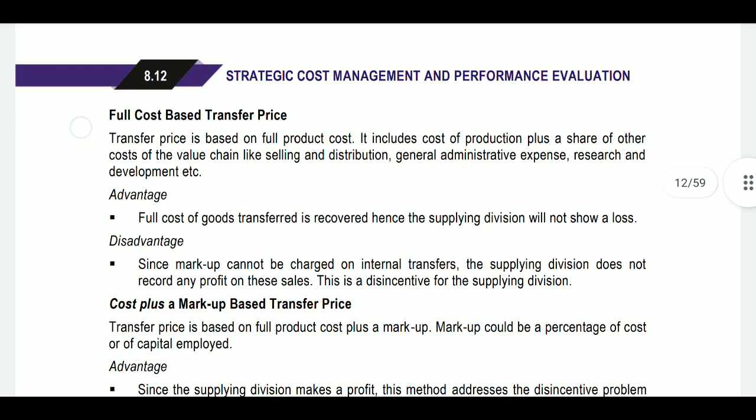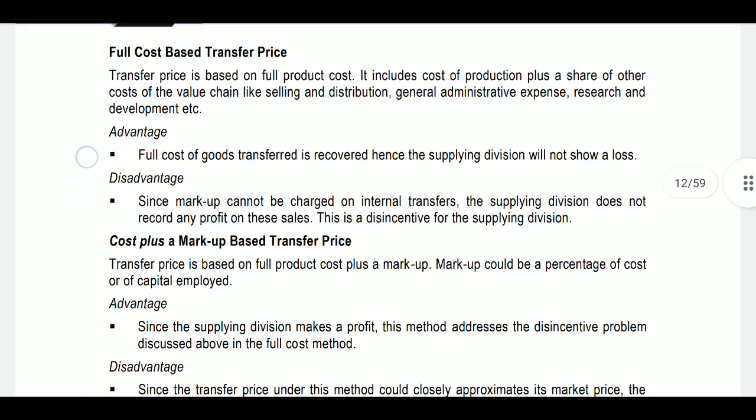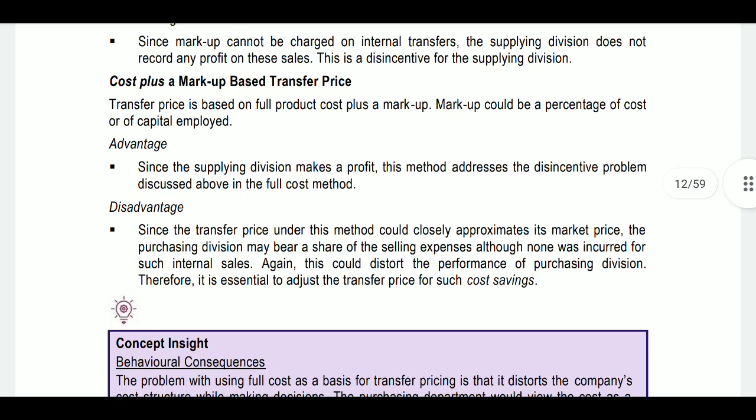Next, disadvantages. Since markup cannot be charged on internal transfer, the supplying division does not record any profit on the sales. So there is a disincentive for the supplying division. If you are not adding any profit margin, you will not get more profits, and then you will not get more incentives.